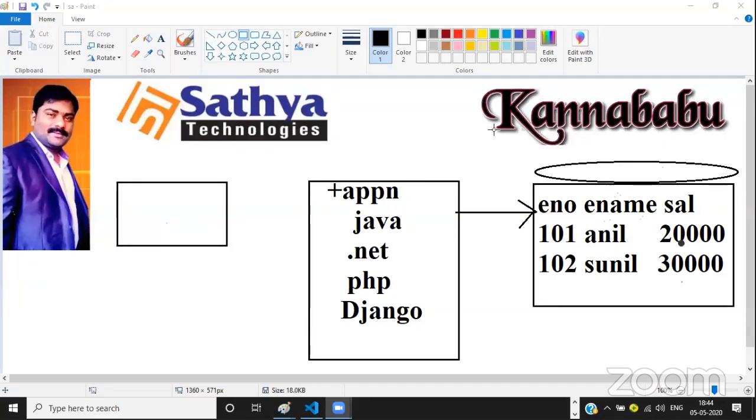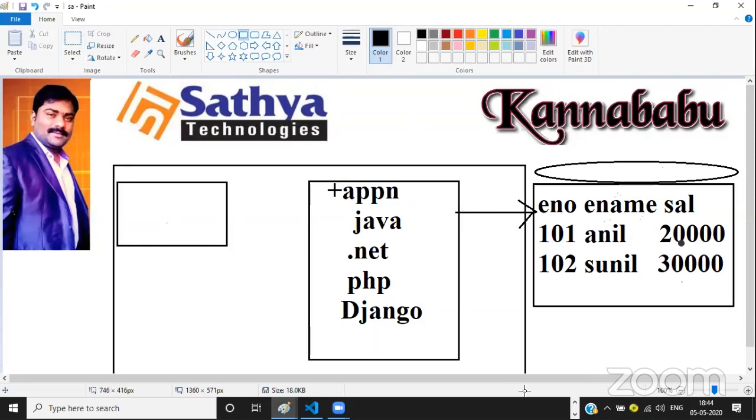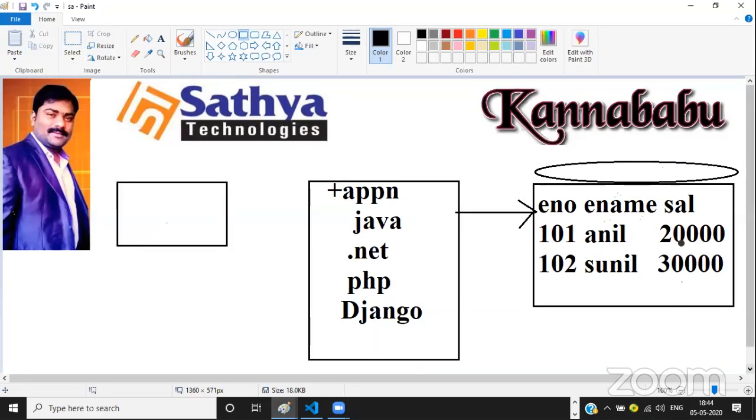Now these are all different databases. So at least one developer, one database knowledge is required. Are you following? So in order to design these databases and everything, are you following, everyone? Yes or no?